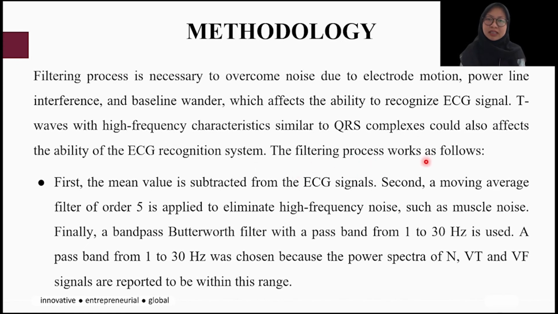The filtering process works as follows. The first step is that the mean value is subtracted from the ECG signals. The second step is that a moving average filter of order 5 is applied to eliminate high frequency noise such as muscle noise. Then finally, a band pass Butterworth filter with a pass band from 1 to 30 Hz is used. A pass band from 1 to 30 Hz was chosen because the power spectra of the N, VT, and VF signals are reported to be within this range.